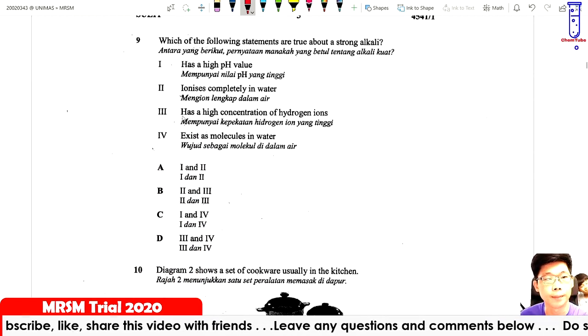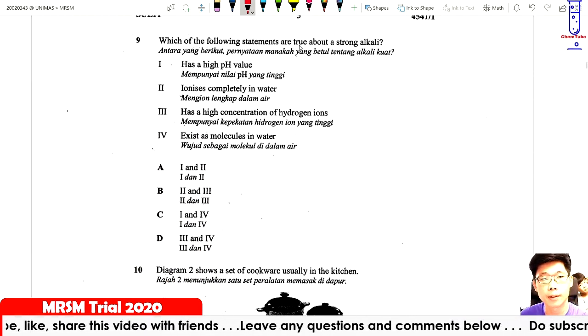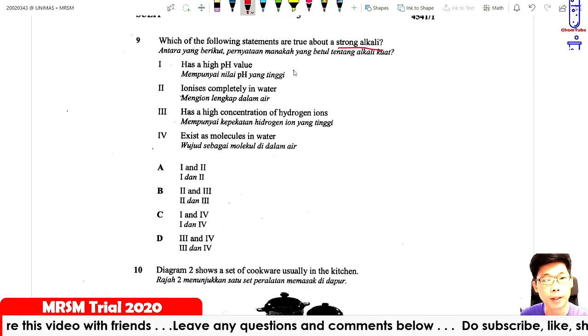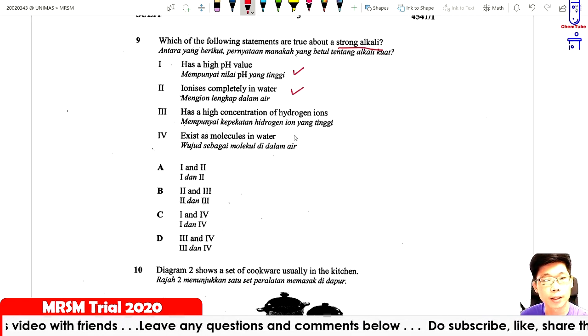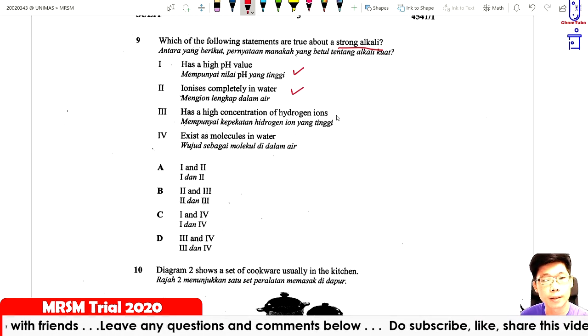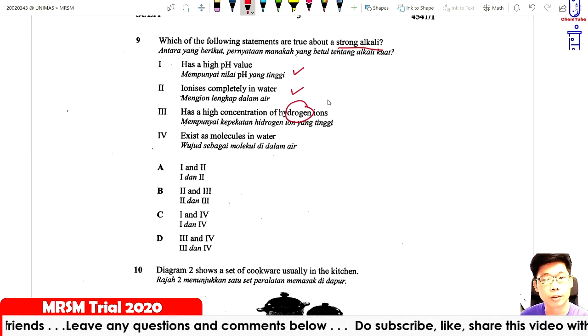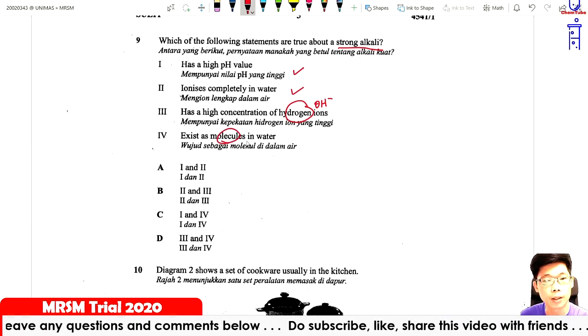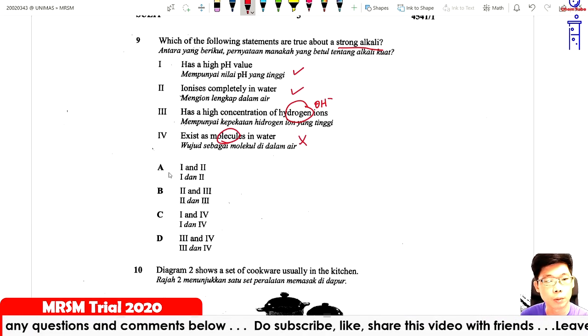Question number 9. Which of the following statements are true about a strong alkali? Strong alkali, high pH value, correct. Ionizes completely, correct. High concentration of hydrogen ions should be hydroxide ions. And they exist as molecules, so no. So it is 1 and 2.